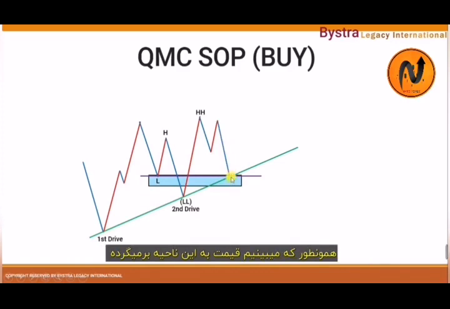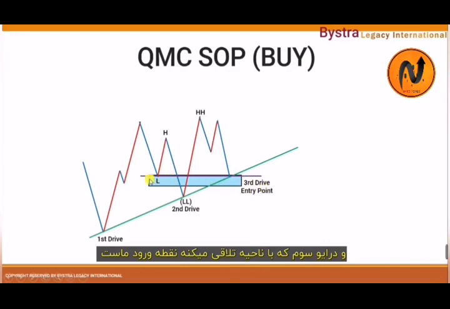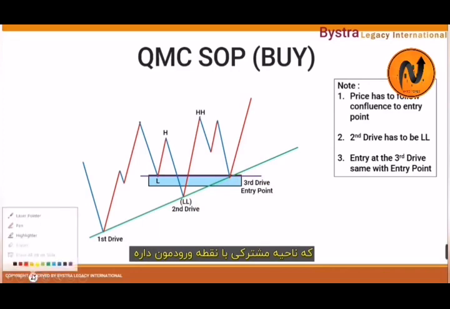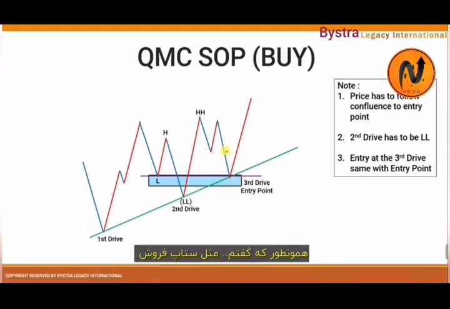As we can see, price comes back here and we enter at the third drive with the same confluence as our entry point, and price continues to go up. So remember guys, and always remember this: price has to follow the confluence to the entry point, and the second drive has to be on the head of the QM, and we have to enter at the third drive, in the same area as the entry point. As I said, it's the same as the QM sell.